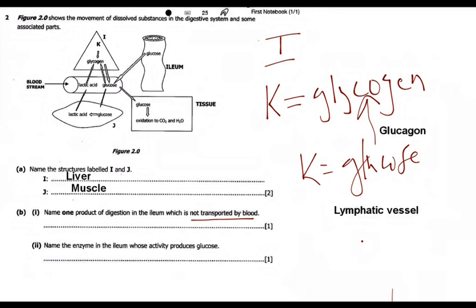These will transport fats, that's the fatty acids and glycerol. Those are the products after the digestion of lipids is done. So name one product: here the answer is fatty acids and glycerol, or you can just say fatty acids.